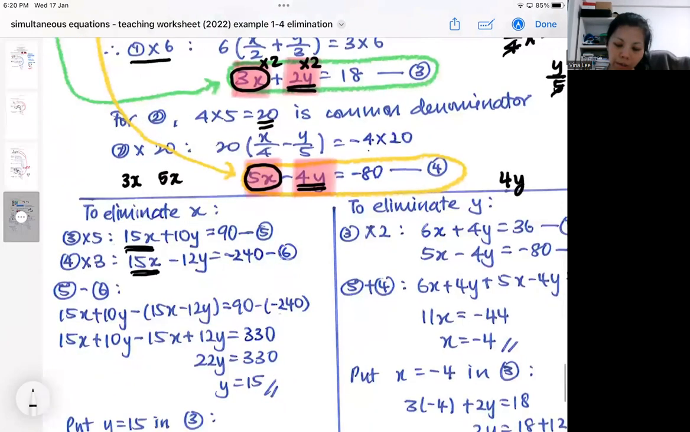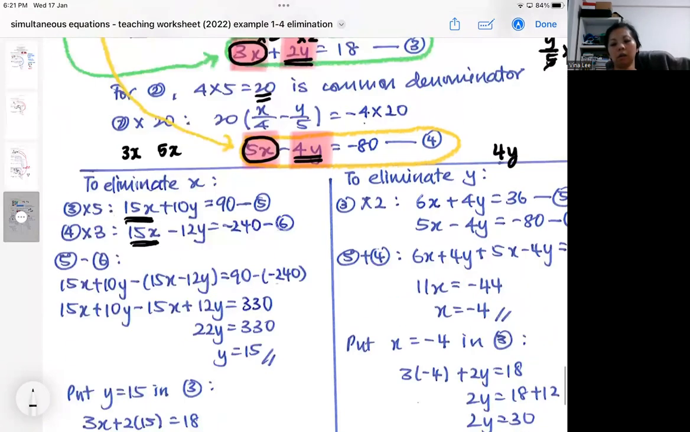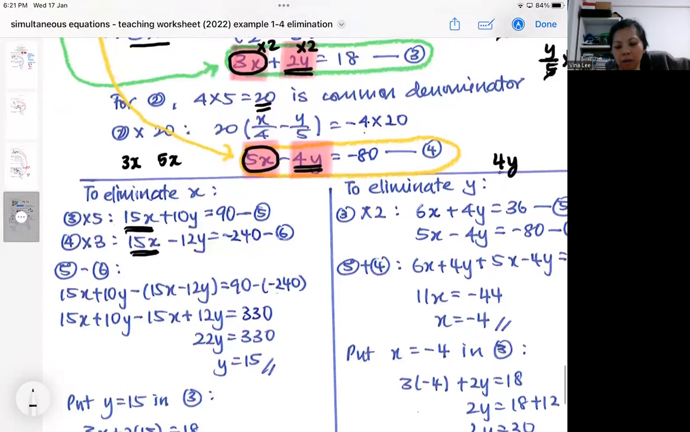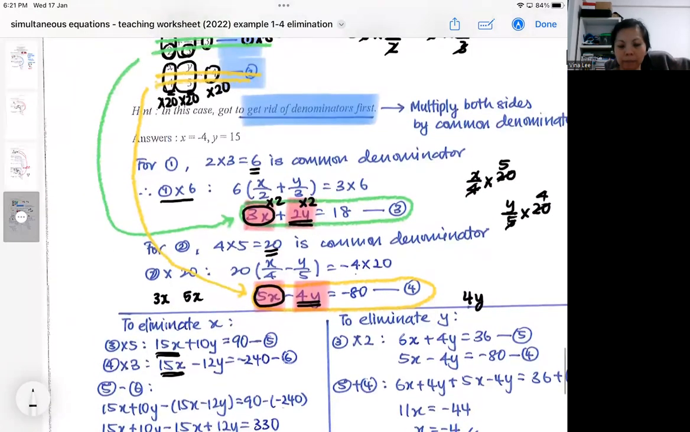So you can take a look at my working. Either way, you should still be getting the same x and the same y. It shouldn't be that you are getting different values. If you eliminate x and you eliminate y and you are getting different answers, that means something is very wrong.